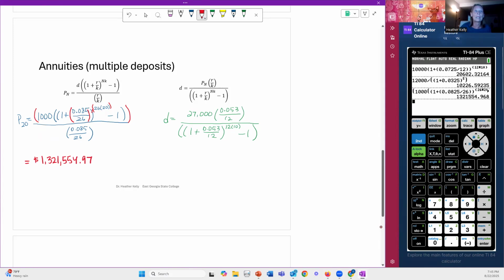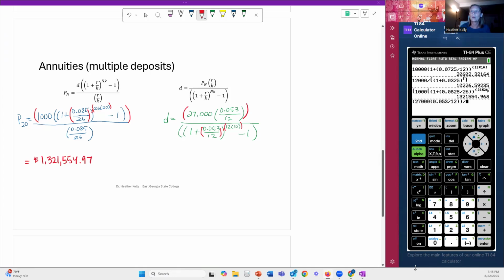Now, what do we need to add here? We need a set of parentheses around the numerator, a set of parentheses around that fraction, our caret, and a set of parentheses around our exponent. Okay, let's get going. Open parenthesis, 27,000 times 0.053 divided by 12, close, close.